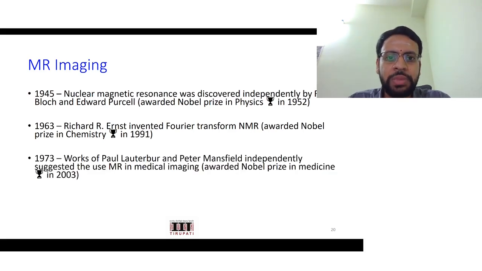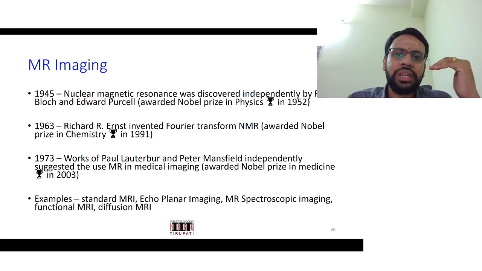When it comes to the imaging part, so far earlier it was used to find out the molecular structure of a given material. But as far as imaging is concerned, Paul Lauterbur and Peter Mansfield independently suggested the use of magnetic resonance phenomena for capturing medical images. This is again another Nobel Prize, in medicine or physiology as they also call it, in 2003.